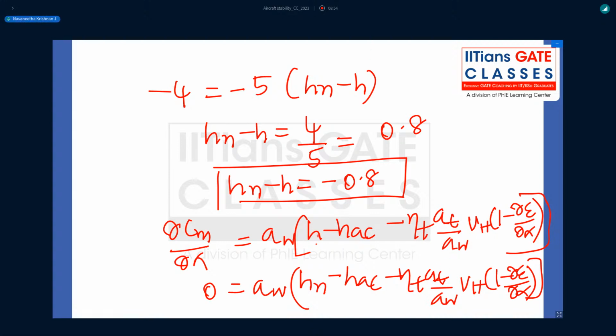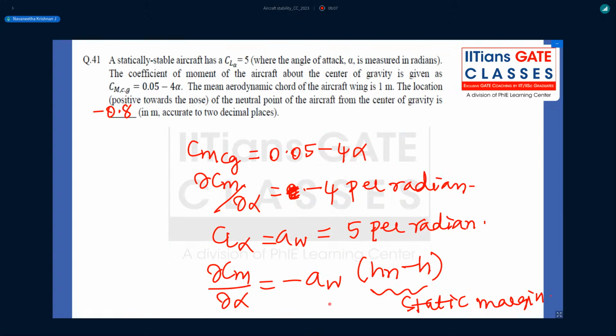In this, if I shift this to neutral point, then my dou Cm by dou alpha would have become 0. That's how we obtained the Hn value. Obtaining the Hn value is different and the stability is different, where Hn minus H is the static margin. Is that clear?